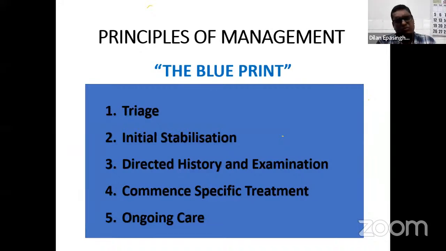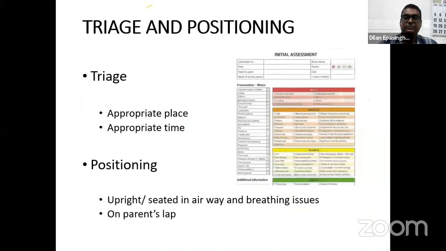Even though we don't know much about pediatrics, you have to know about these 5 steps. That is how we can manage the patient. The triage, initial stabilization, direct history and examination, commence specific treatment. The last one is ongoing care. So very important, all those things, right?